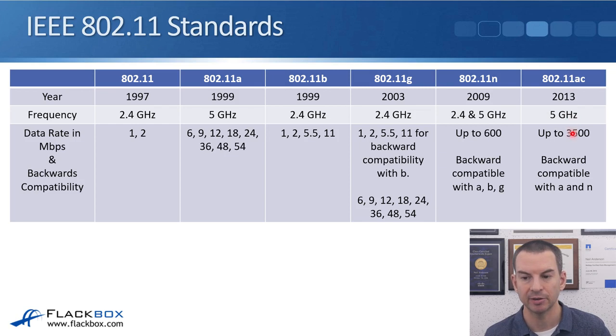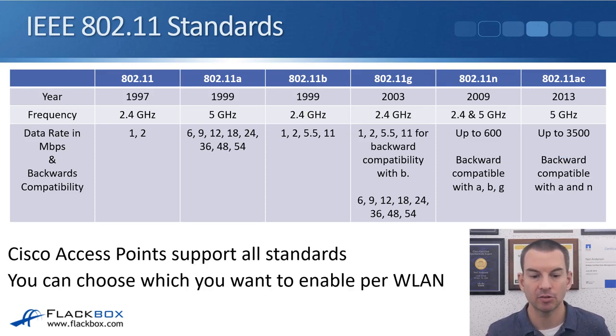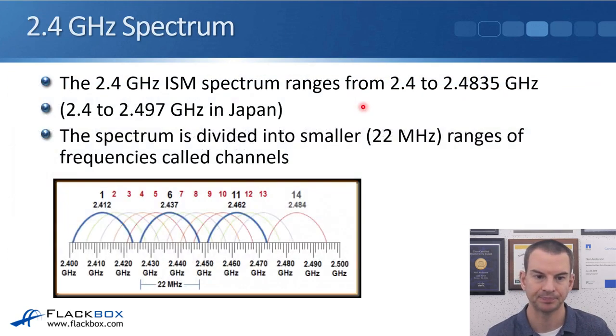And finally, in 2013, 802.11ac came out. It's at 5 gigahertz. It supports up to 3500 megabits per second, and it is backwards compatible with A and N. Because it's 5 gigahertz, it's not compatible with the older 2.4 gigahertz only standards. Cisco access points support all standards. So if you've got a Cisco AP, it's not like you have to pick and choose just one of these. You can have multiple different options here, all enabled on the AP at the same time.